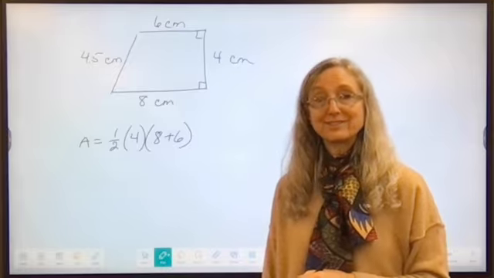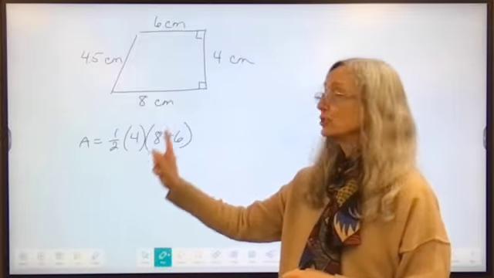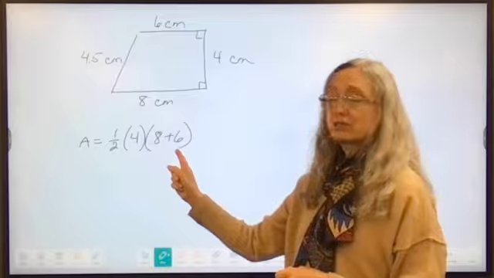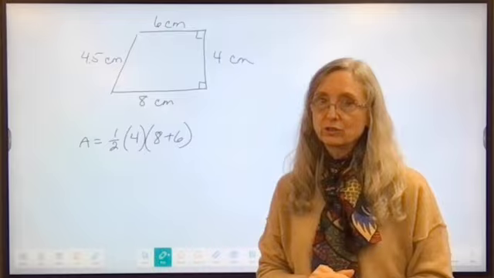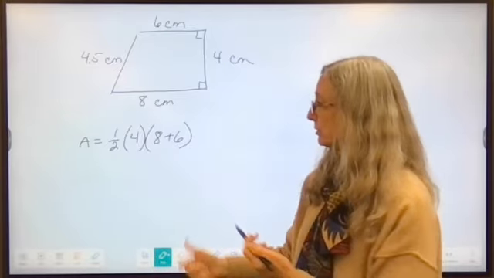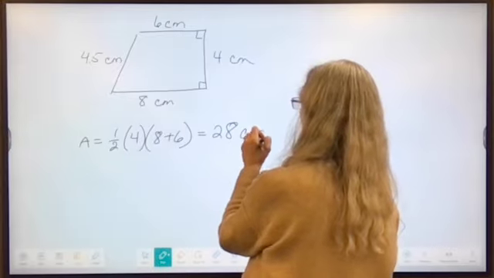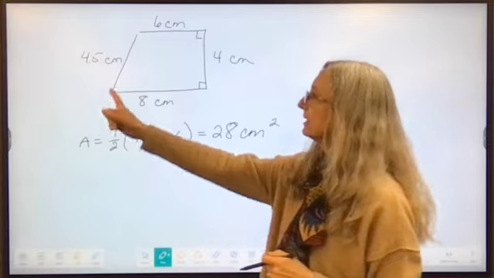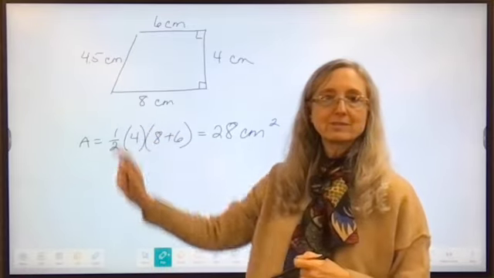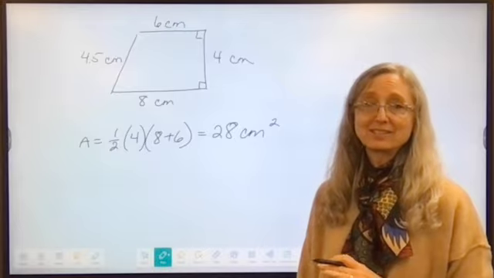You should have put that the area is 1/2 times the height, which is 4, times the two bases added together, 8 plus 6, which is 14, and so that would be 28. 28, and the units are squared centimeters. Why did they give us this 4.5 for this side? Just to make sure you knew that you didn't need it. That's just something to ignore.